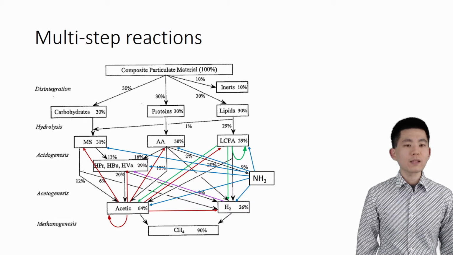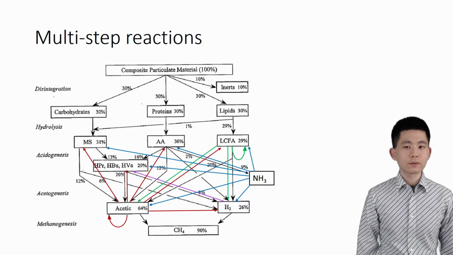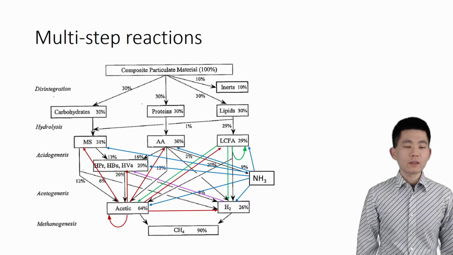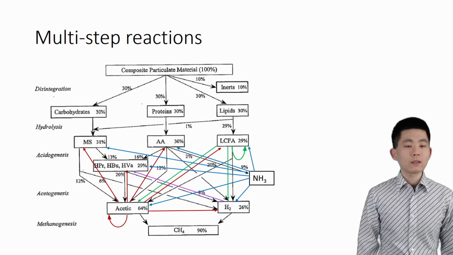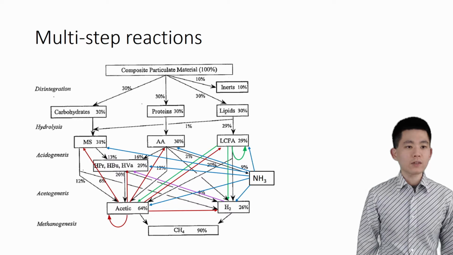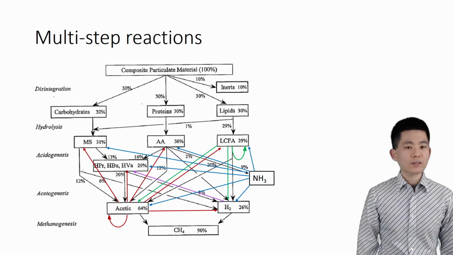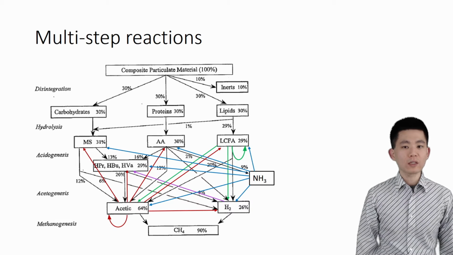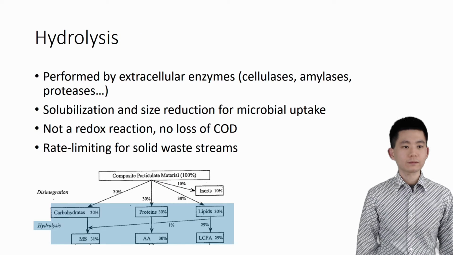A delicate balance needs to be maintained to ensure steady operation. Any system perturbation needs to be addressed in a timely manner, or it can result in the accumulation of inhibitory intermediates, which can snowball into system failure. Because the anaerobic microorganisms are slow-growing due to thermodynamic limitations, restarting the reactor can be time-consuming and costly.